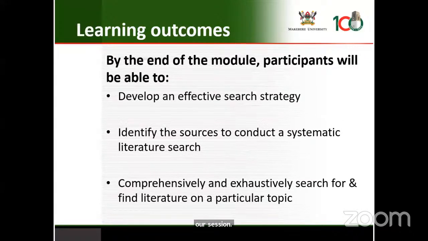And those are our learning outcomes. I hope that by the time we finish this session, you will know how to develop an effective search strategy, to identify the sources, to conduct systematic literature search, and to comprehensively and exhaustively search for and find literature on a particular topic.